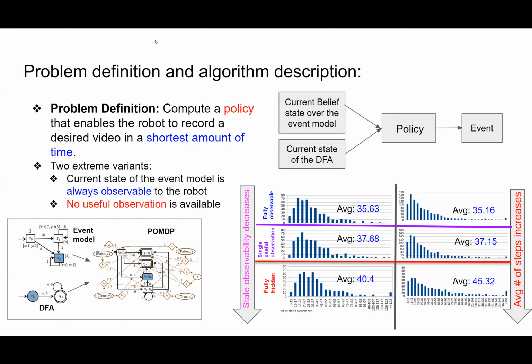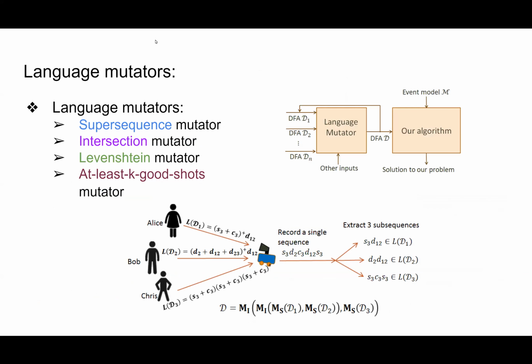We implement our algorithm on 2 case studies. Next slide, please. We also introduce several language mutators that are used for making specification DFAs in several interesting scenarios. An example of those scenarios is when we want a robot to make several videos for several recipients using a single execution. Next slide, please.